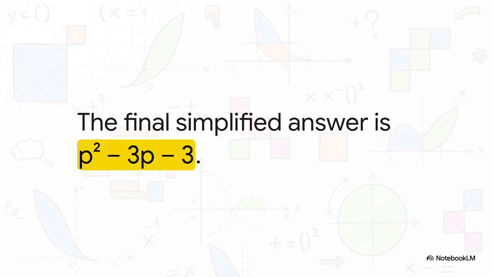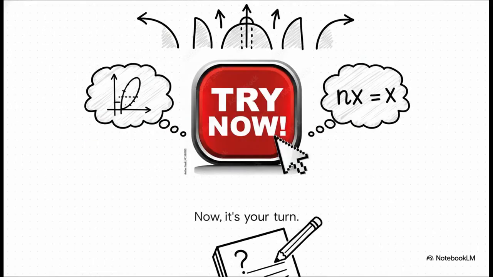And now for the satisfying part. We combine. For the p squareds, we have 4 minus 3, which just leaves us with 1p squared. For the p's, we have negative 2p minus another p, so that's negative 3p, and the negative 3, well, it just stays as it is. And there you have it. Look at that, our clean, simplified answer. Much better.